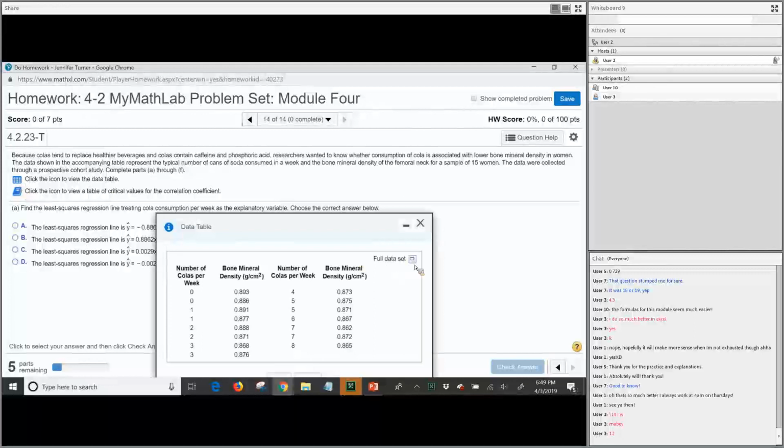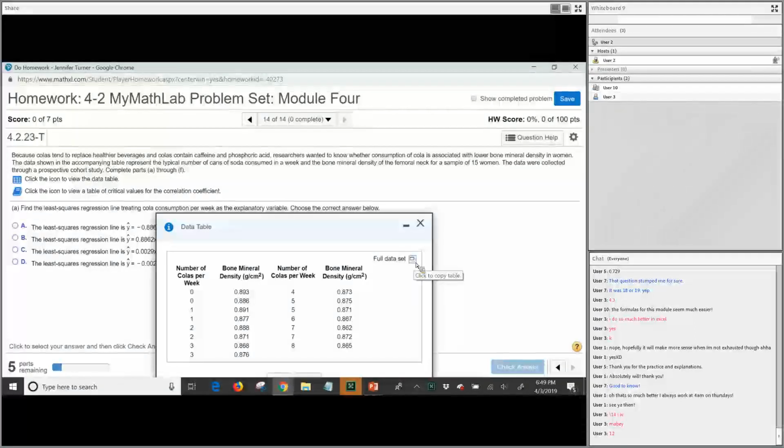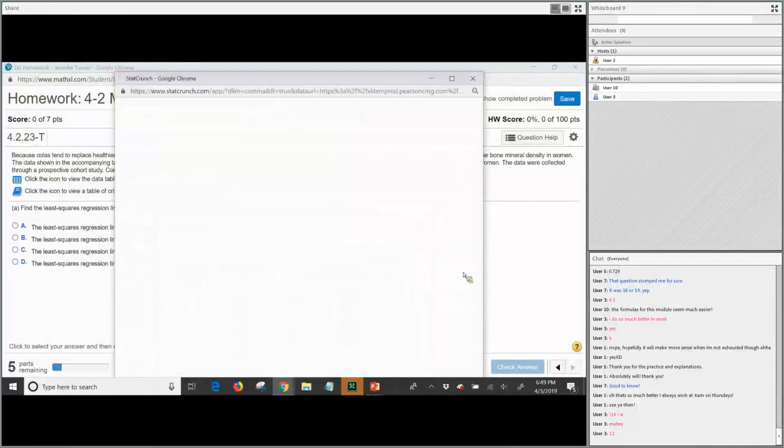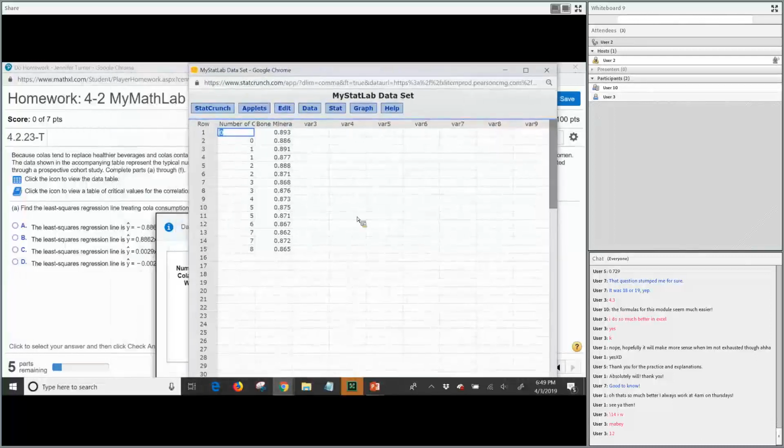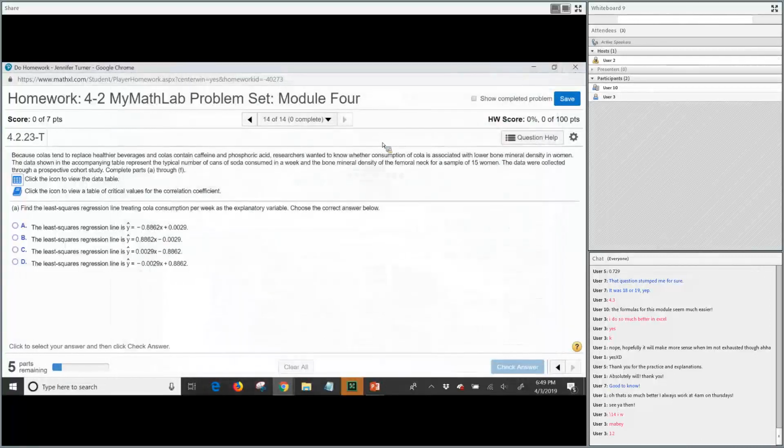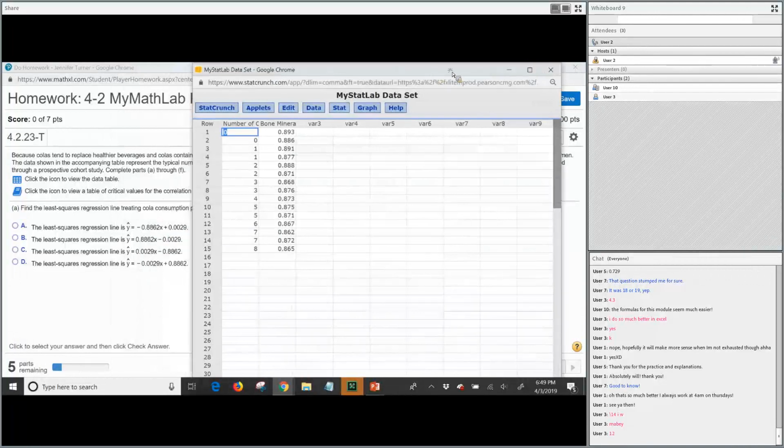So you see up here, it says click the icon to view the data table. If you click on this, it's going to open up the data table. And then if you click on the little blue icon on the top right, you can select Open in StatCrunch, and it should open up right for you.